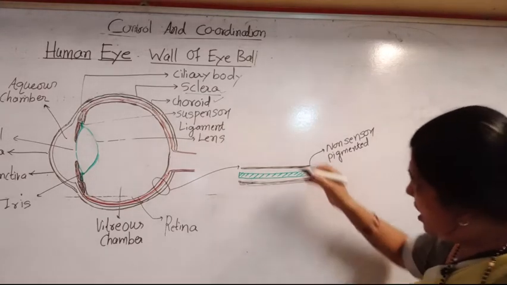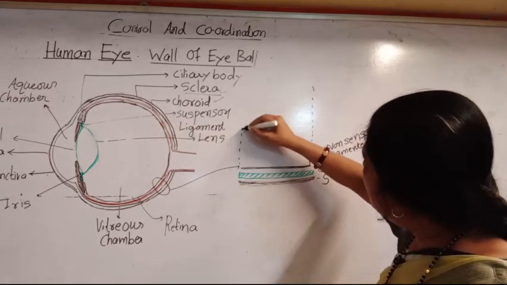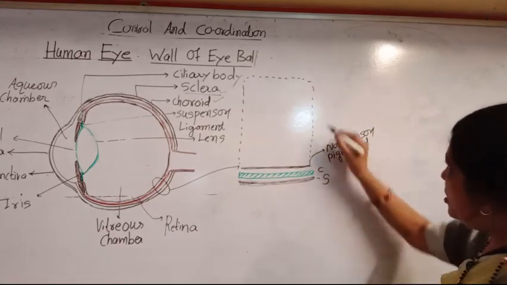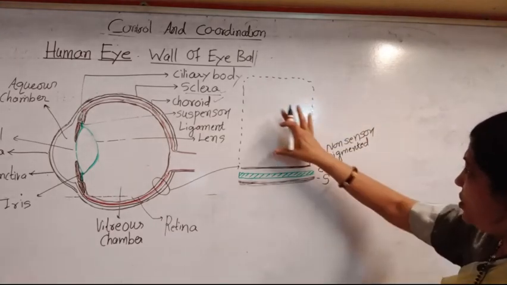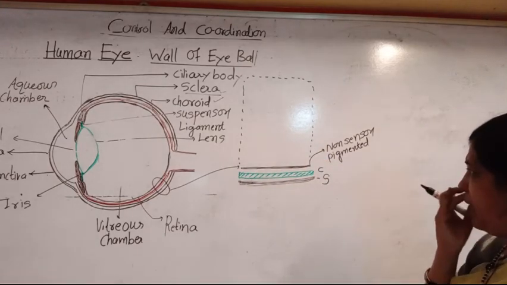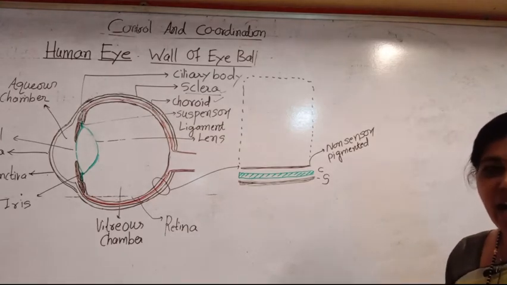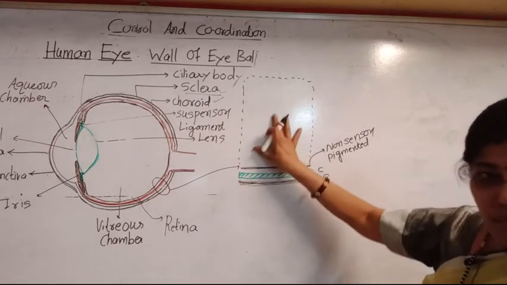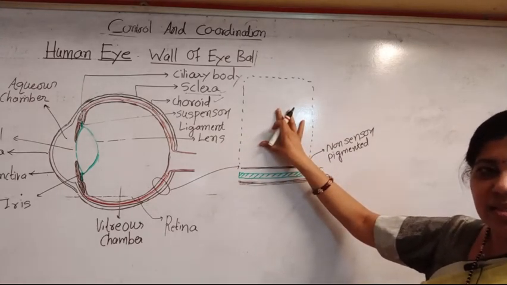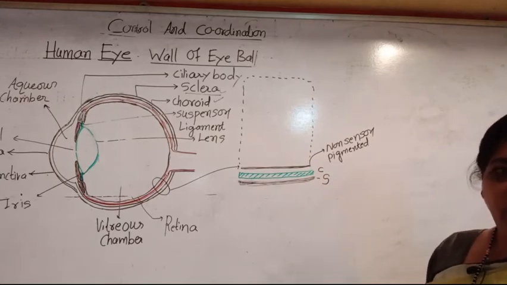And inner layer of retina, this is inner layer of retina, which is sensory. Inner layer of retina consists of photosensitive cells, rod and cones. Inner layer of retina consists of three types of cells.